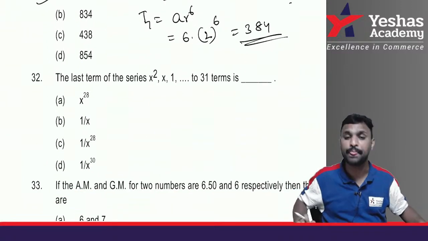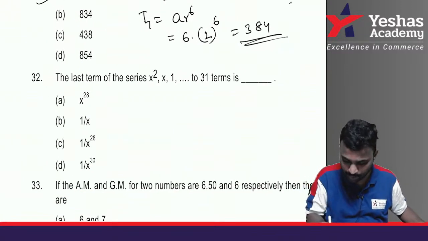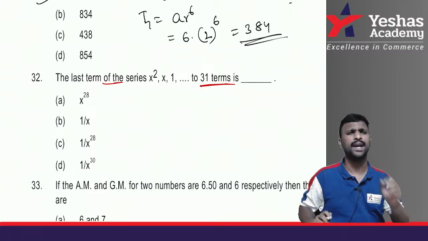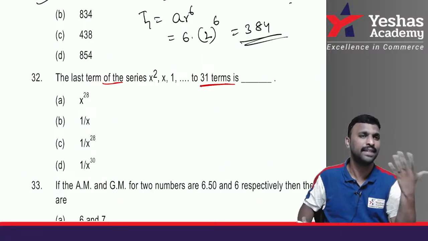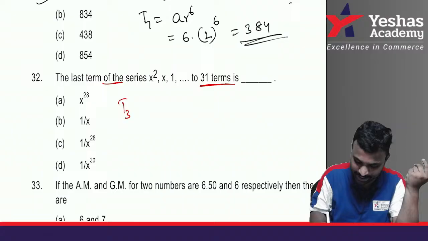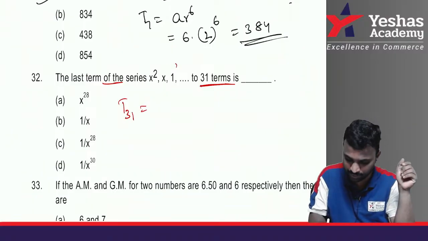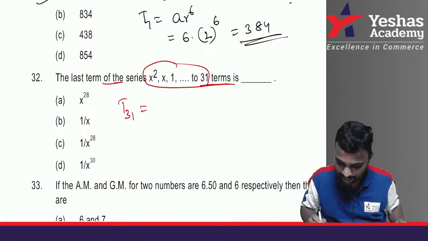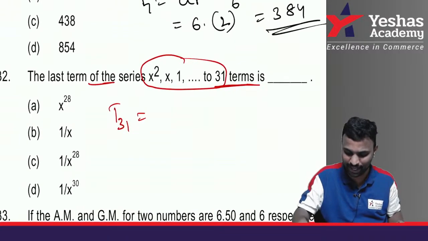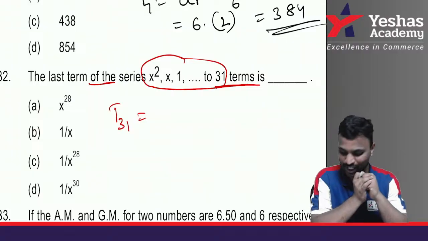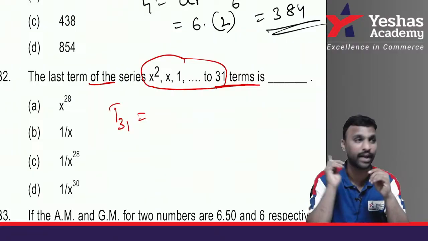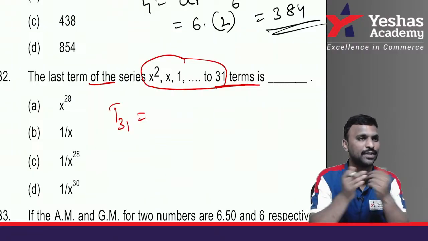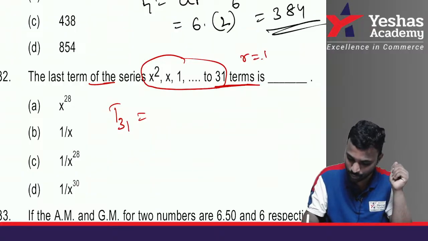Is this clear, everybody? Moving on to the next question, the last term of the series up to 31 terms. Guys, if they say up to 31 terms, the 31st term itself is the last term. Yes or no? T31. First of all, confirm whether it is an AP or a GP. Guys, x square, x, 1 and so on. What is happening here? Obviously, it's a GP sequence. X square, x and 1. What's the common ratio? X by x square is 1 by x. So R is 1 by x.